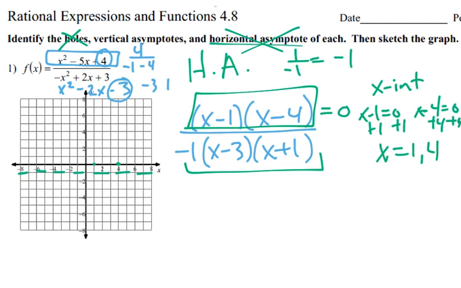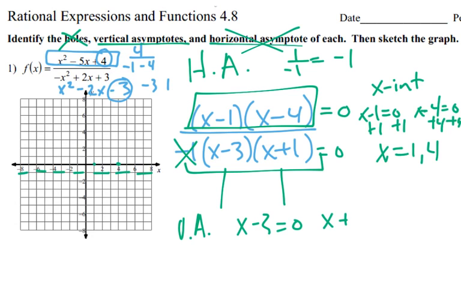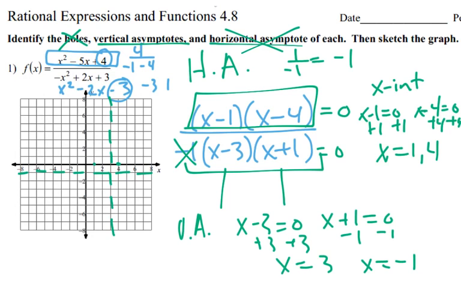Then we take the bottom, basically getting rid of that, set them equal to 0 for our vertical asymptotes. So x minus 3 equals 0, x plus 1 equals 0. So add 3, so we get x equals 3. Subtract 1, so we get x equals negative 1. So at x equals positive 3, we have an asymptote. And at x equals negative 1, we have an asymptote.